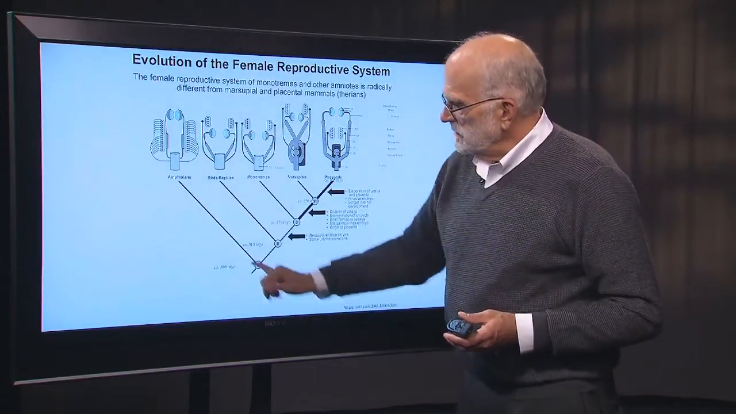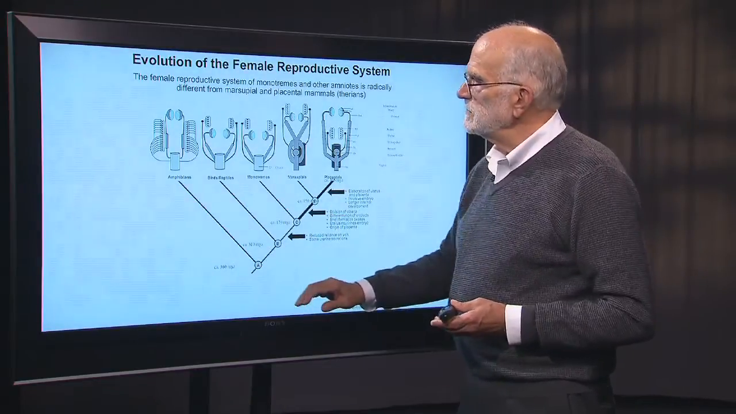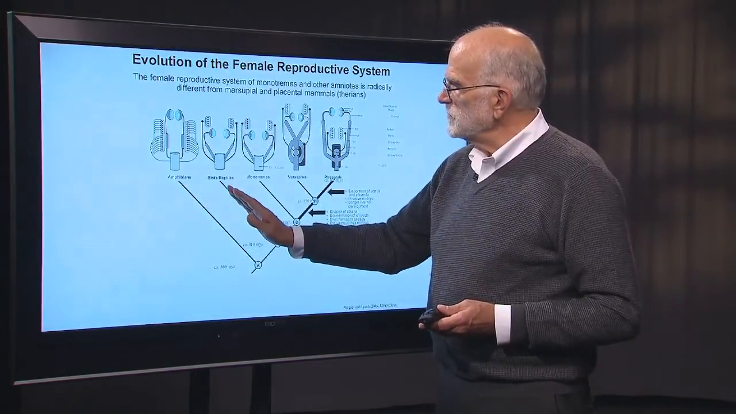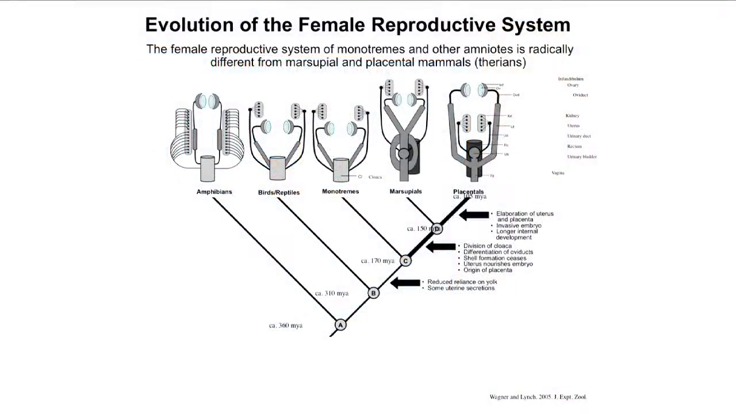Here is a phylogeny, a phylogenetic tree, showing the relationships of amphibians, birds and reptiles, monotremes, that's the duck-billed platypus and the spiny echidna, marsupials, so that's possums and kangaroos, and placentals, that's the eutheria, okay? This split is about 360 million years ago, and this split is about 150 million years ago. This is about 170 million years ago, okay? So mammals started to really evolve and diverge from reptiles somewhere between 170 and 200 million years ago.